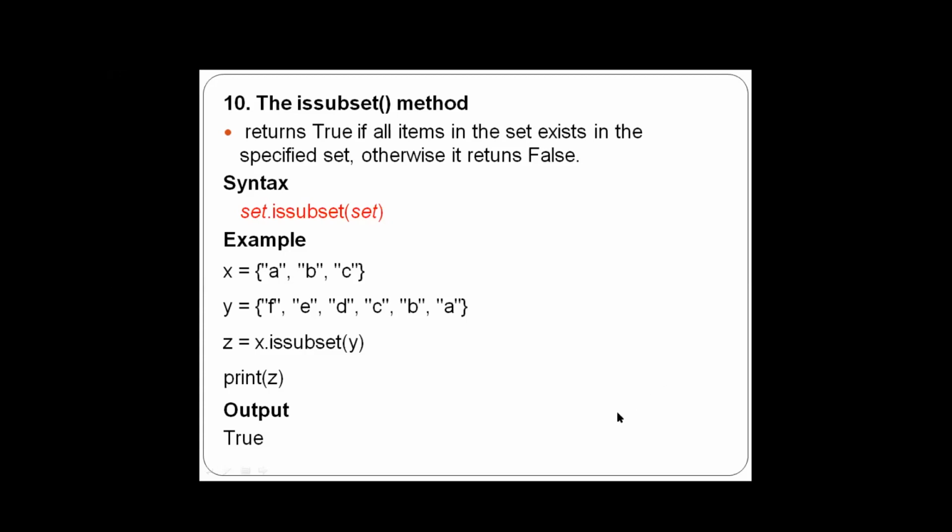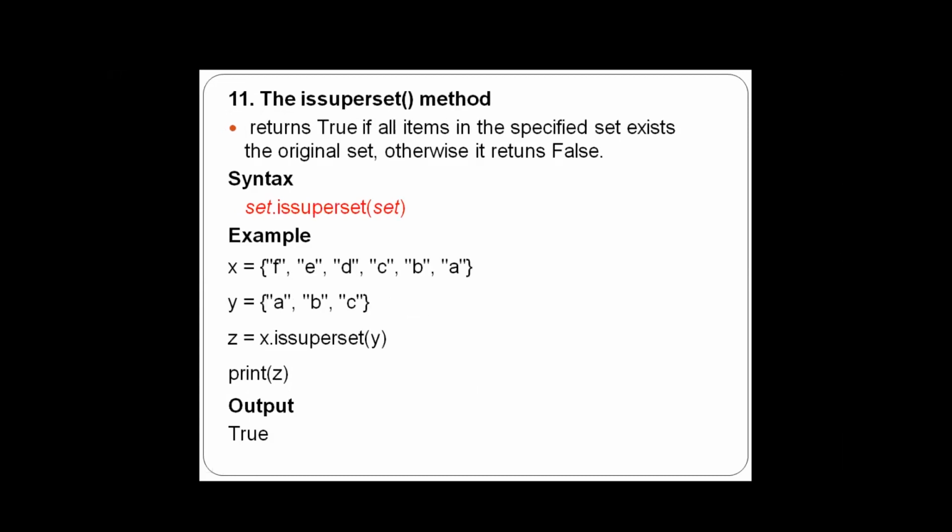Yes, Naveen, do you have a doubt? So this is the subset method. Your output will be a Boolean. And superset, you know what a subset and a superset are now? So you say X is a superset of Y when all the elements of Y are present in X.